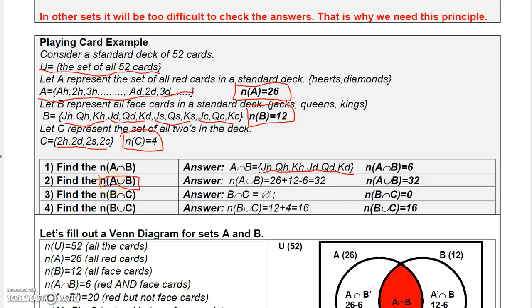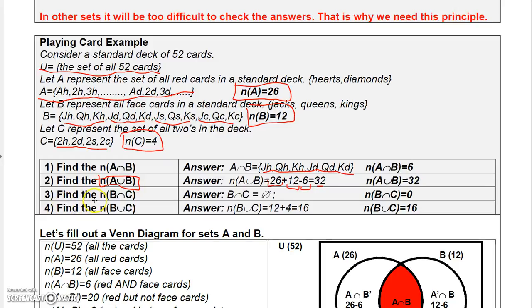So I want to know how many are red cards or face cards. Well, in that case, take all the red cards, which is 26, then add to that all the face cards, and then subtract off the cards that are in both sets, or the intersection. So we have 26 plus 12, and then minus the 6 from up here gives me 32.